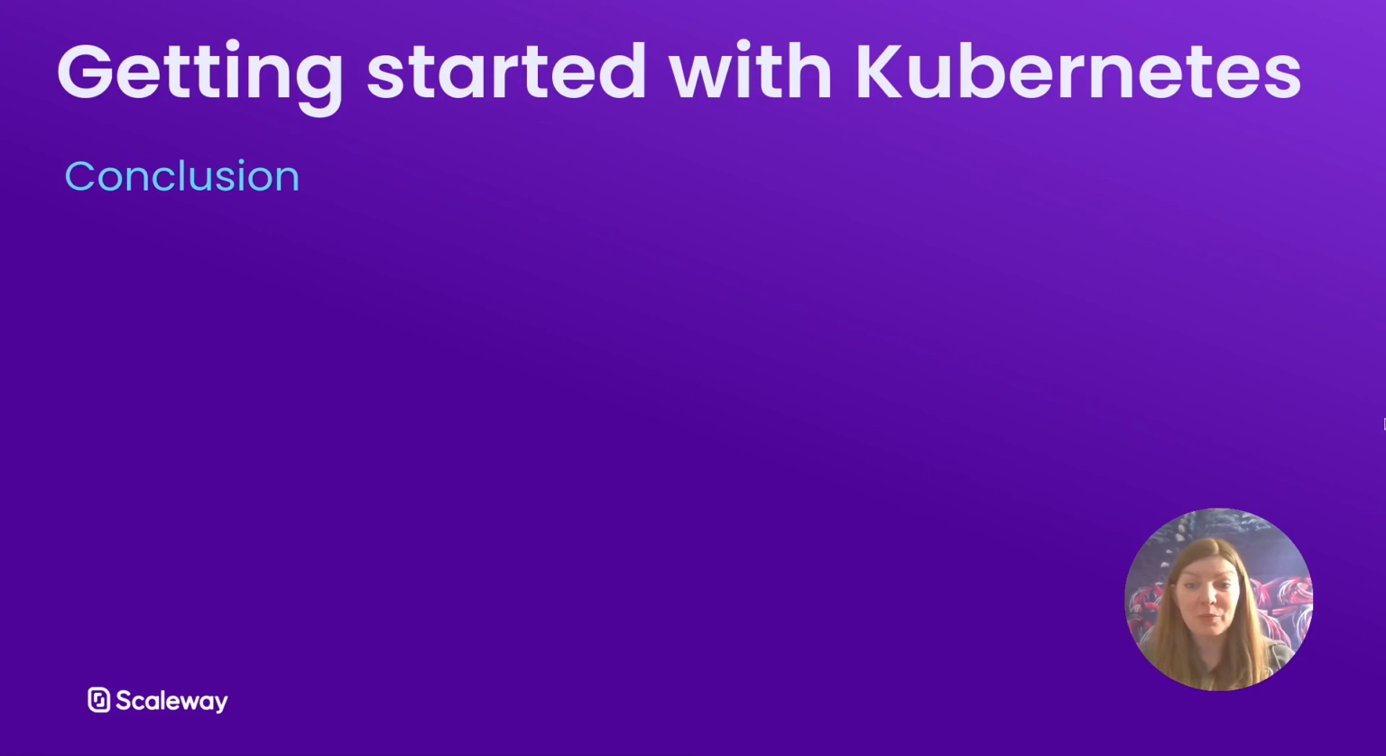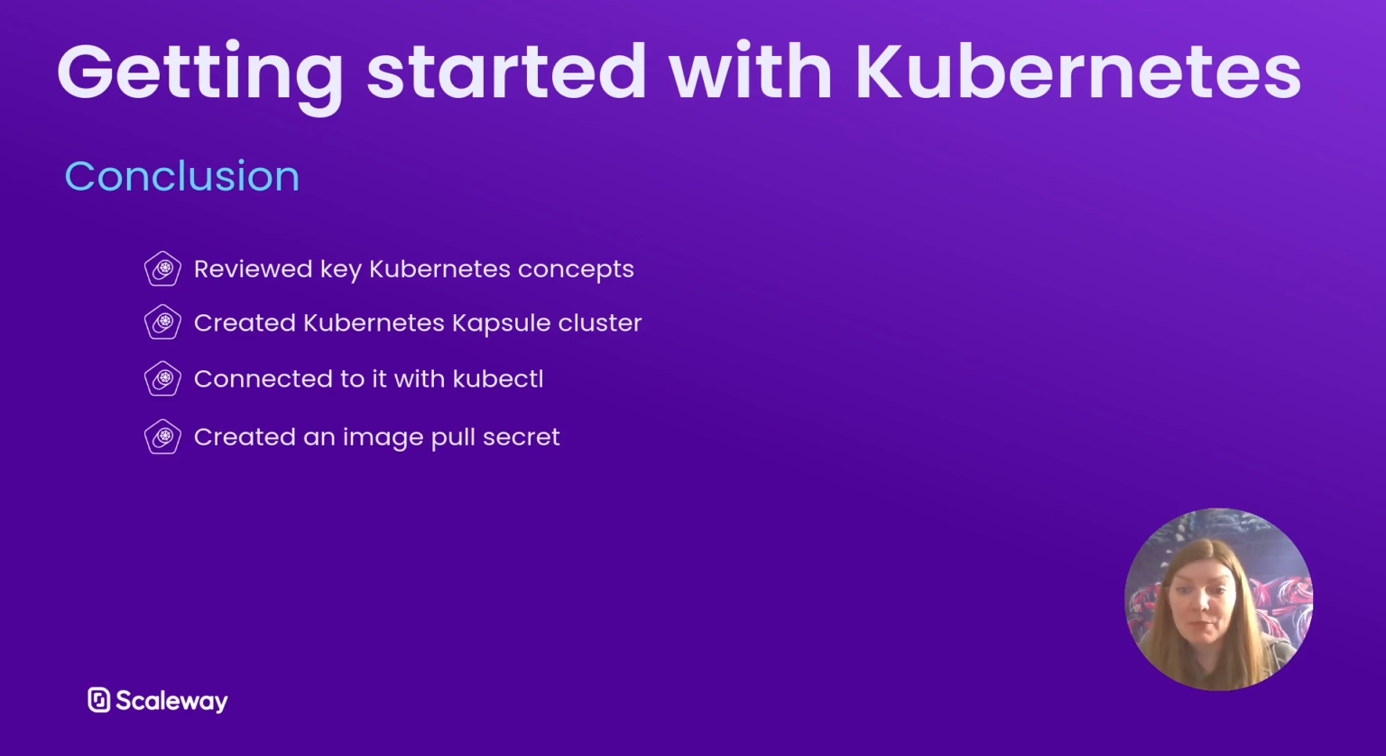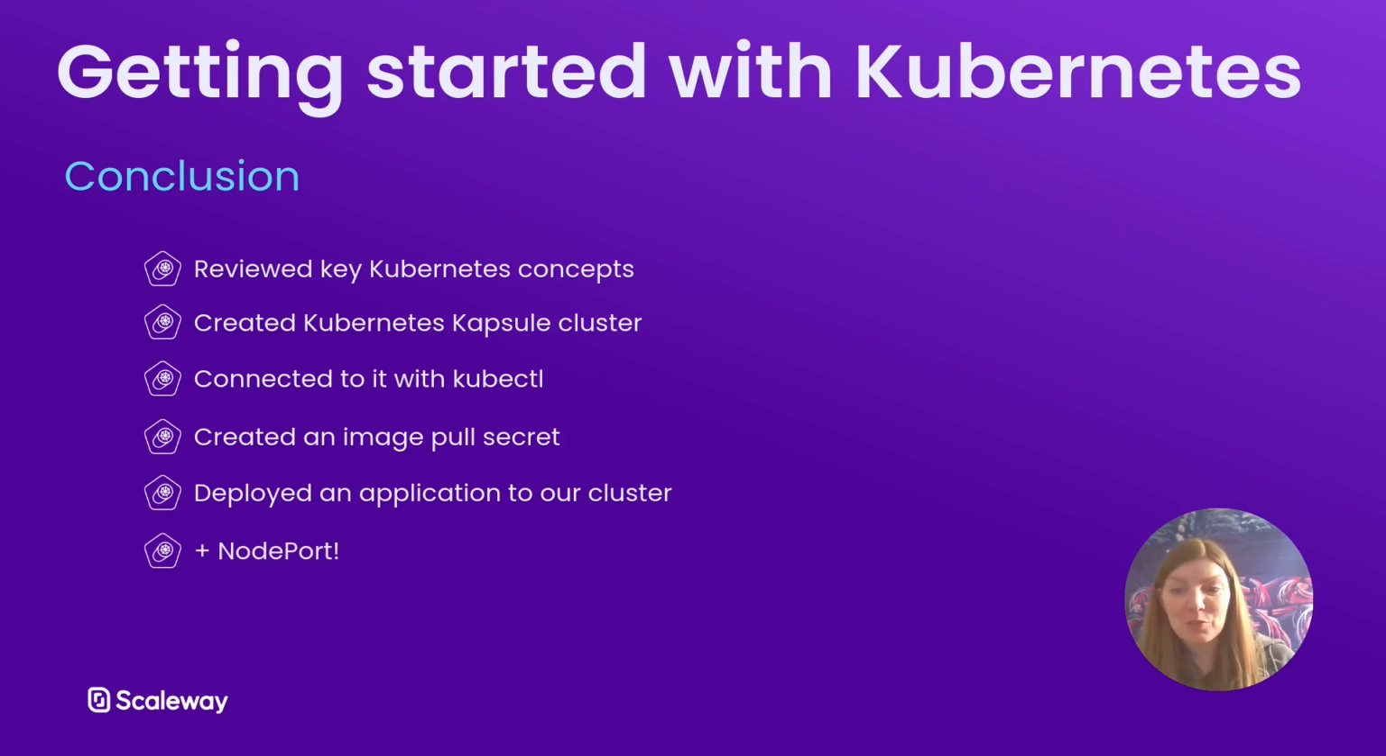So we're done. We've seen in this video the key concepts of Kubernetes and how pods, nodes, and clusters all relate to each other. We've seen how to create a Kubernetes Kapsule cluster in the Scaleway console, how to install kubectl and use it to connect to your cluster from your local machine from the command line, how to create an image pull secret and assign it to your cluster so that it can pull container images from your registry, how to create a YAML file to define a Kubernetes deployment and then get that deployment up and running on our cluster.